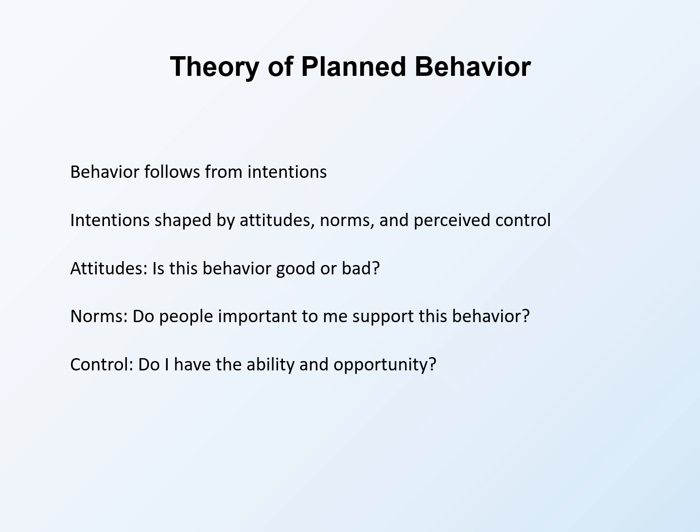Subjective norms are your perception of social pressure. Do people important to me think I should do this? Norms come from what others do and what others expect. Perceived behavioral control is your sense of ability and opportunity. Can I actually do this? Do I have the skills and resources? Are there factors outside my control?